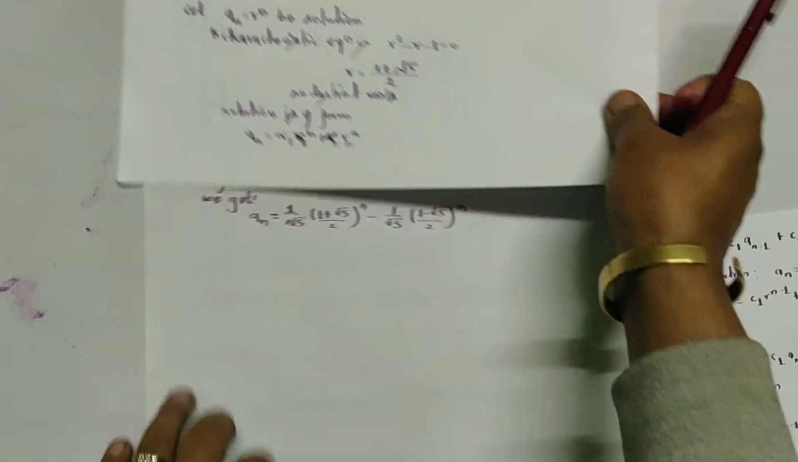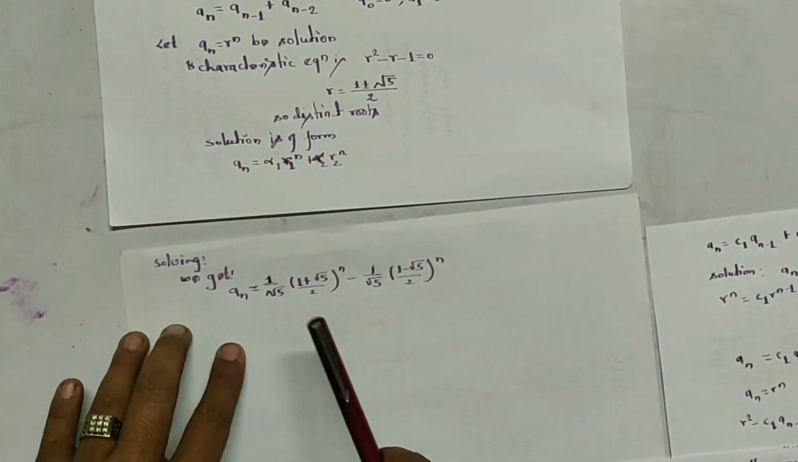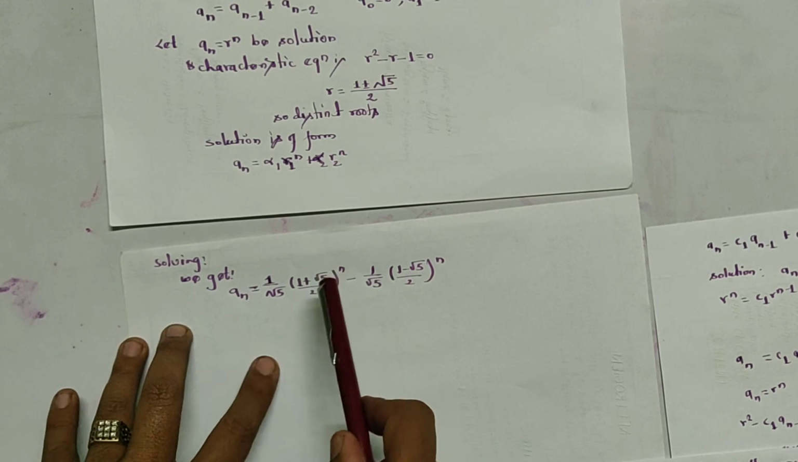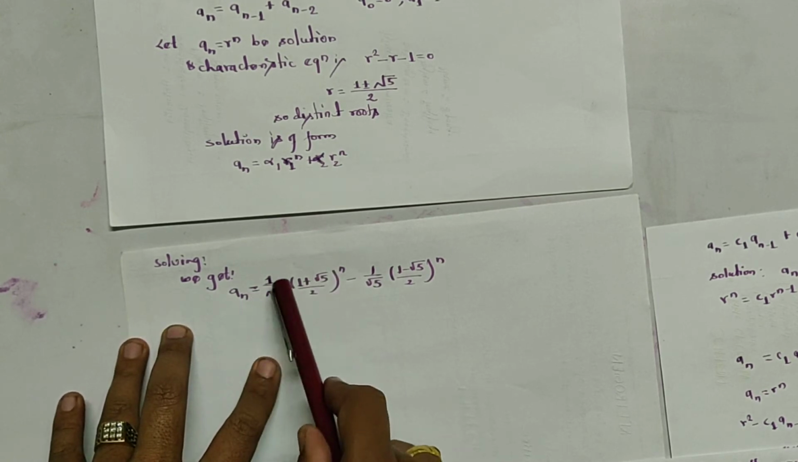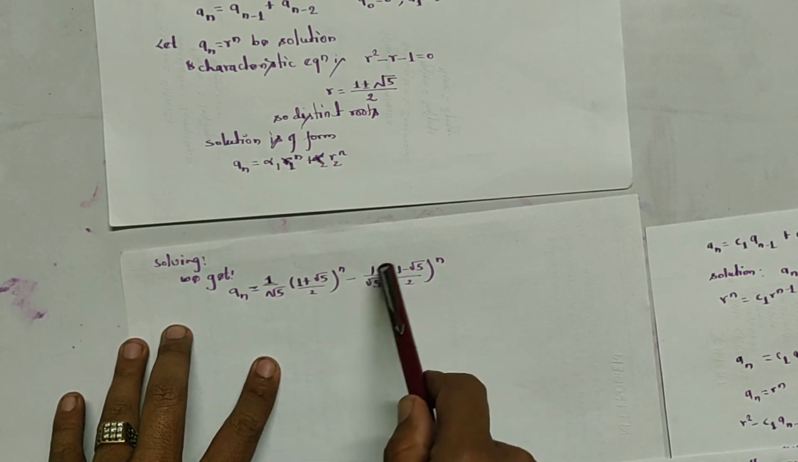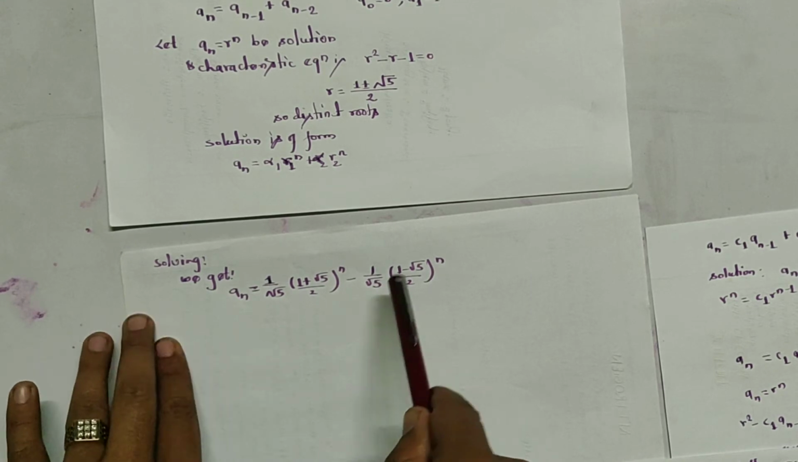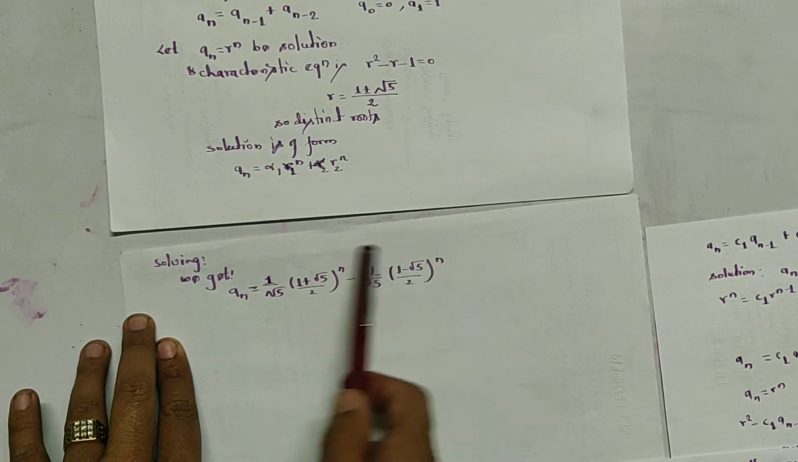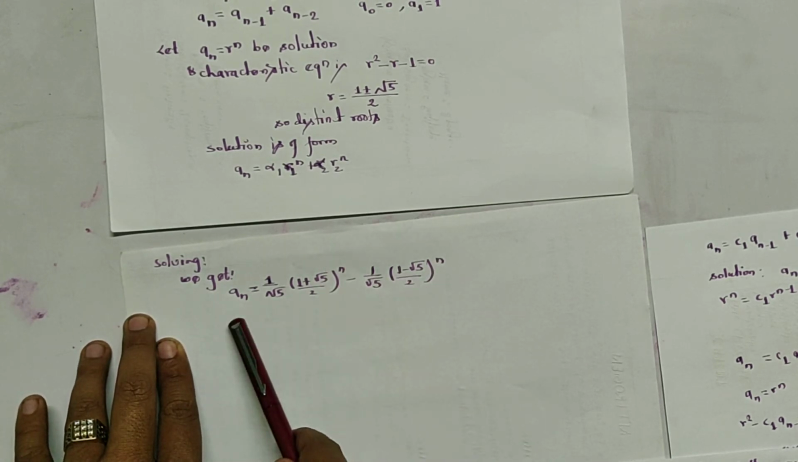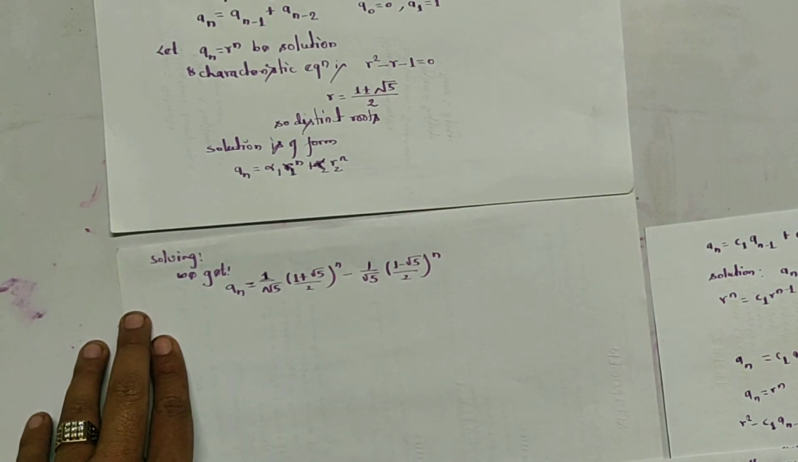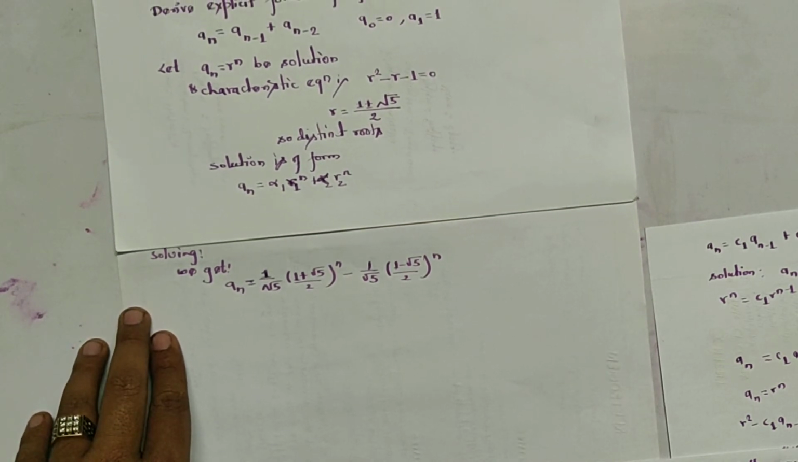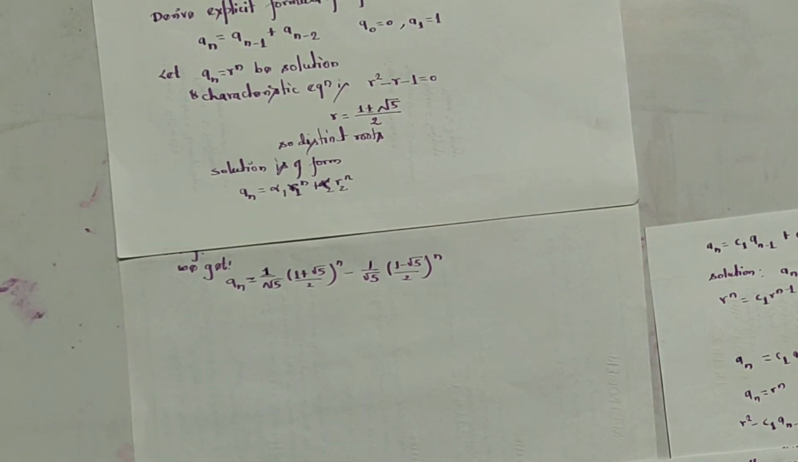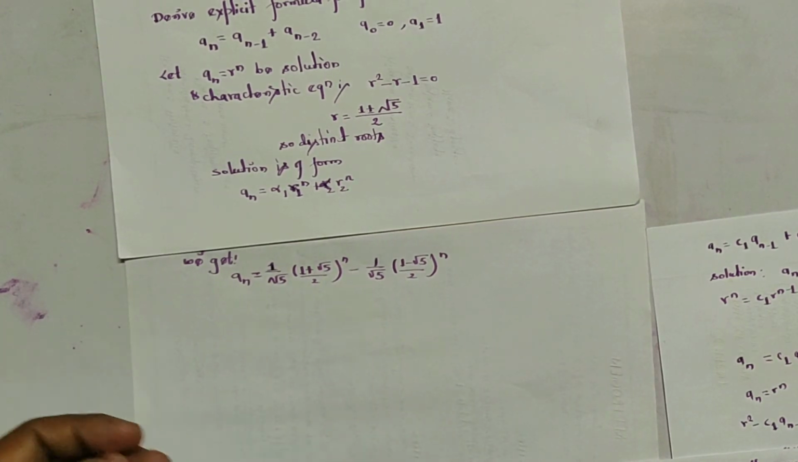By solving the equations as previously, we get alpha1 = 1/root 5 and alpha2 = -1/root 5. By substituting the values in the previous equation, we get the solution. In this way, we have solved the linear homogeneous recurrence relation. In the next video, we will be solving the non-homogeneous recurrence relation.